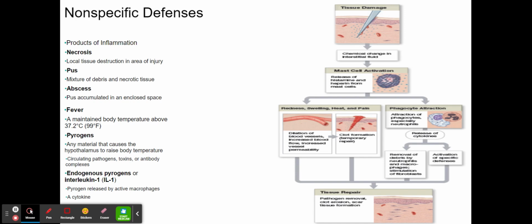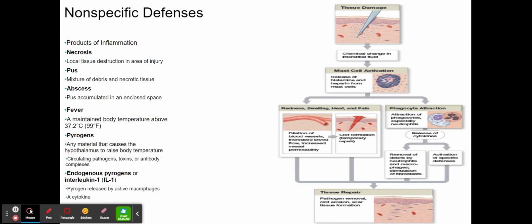As local inflammation continues, debris, fluid, dead and dying cells, and necrotic tissue components accumulate at the injury site. This viscous fluid mixture is known as pus. An accumulation of pus in an enclosed tissue space is called an abscess.